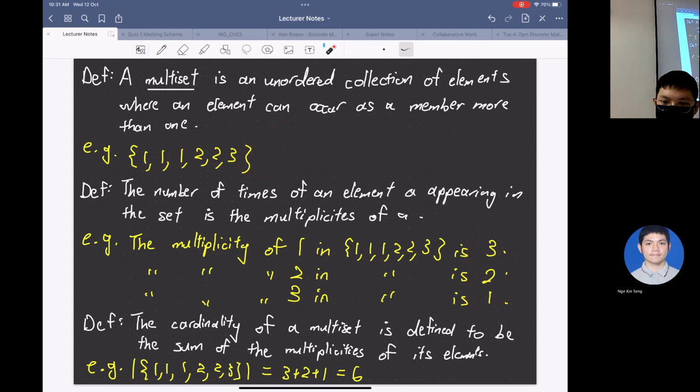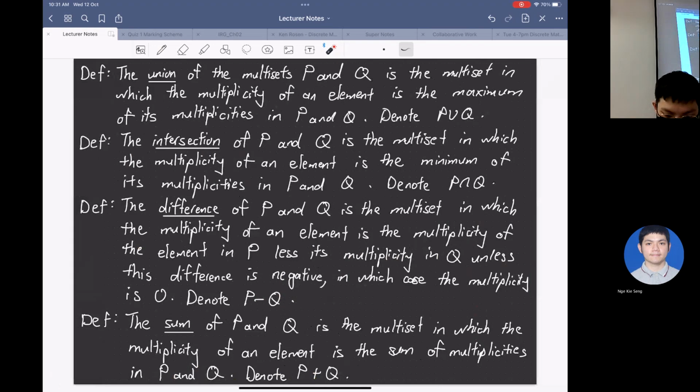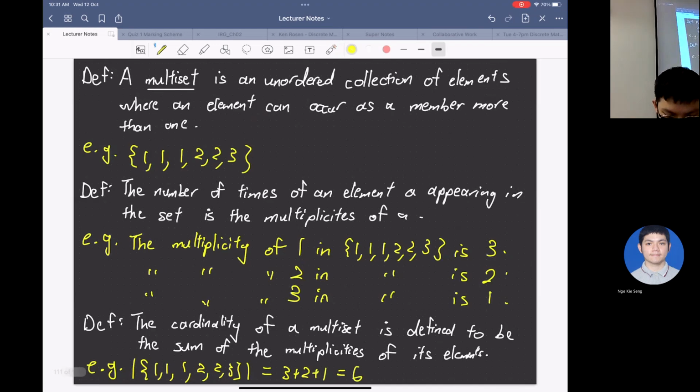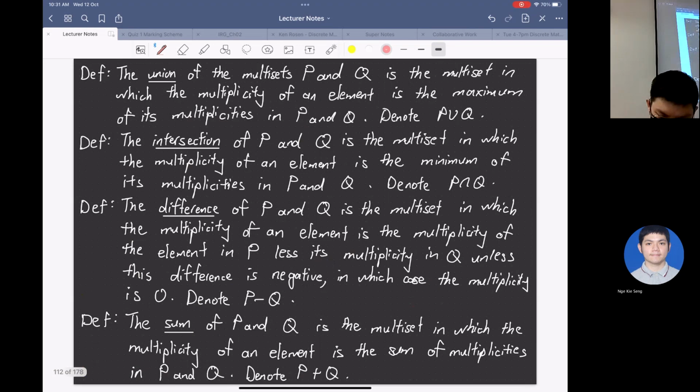Okay, next we have these. Now actually I need to say something. So the subset, we can try define the subset for multiset. It should be the same. Same definition, similar definition to the set one. But union, intersection, difference, sum may be a bit different.